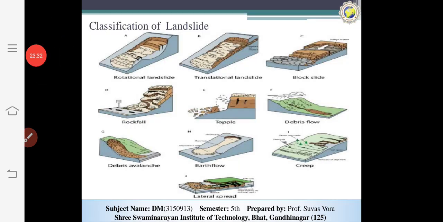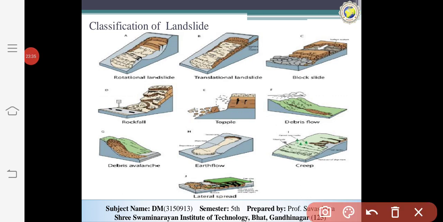Now the classifications of landsliding. So you can see here the different types of classification of landsliding. The rotational landslide: here there are curves, and the rock will rotate down the slope. Then the translational slide: in this type, the land or sand moves in a straight line downwards. Then block slides.